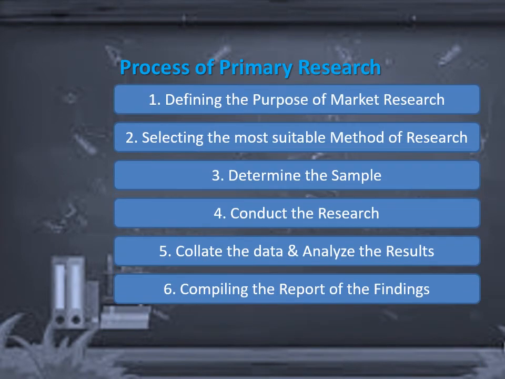The primary research process is classified into different steps, mainly 6 or 7 steps, and defining the purpose of the research is the most important and the first step in the primary research process. You need to be able to define the objective of your research, and that will help you move to the next level, that is identifying or selecting the most suitable method of research.